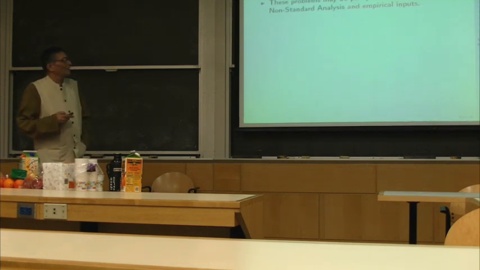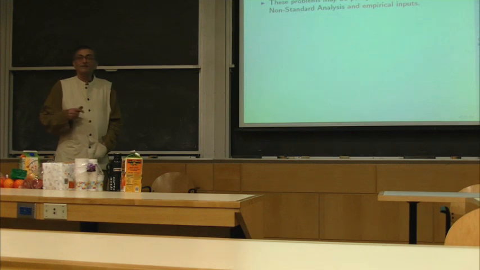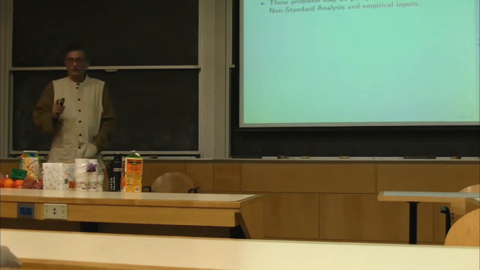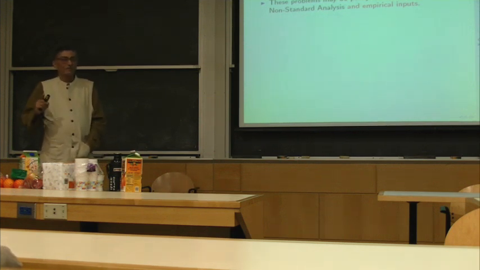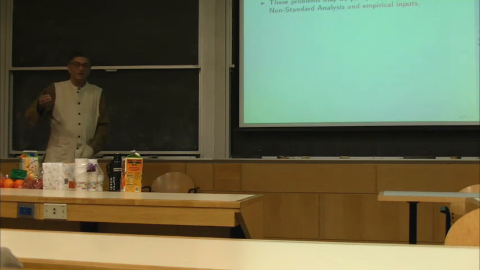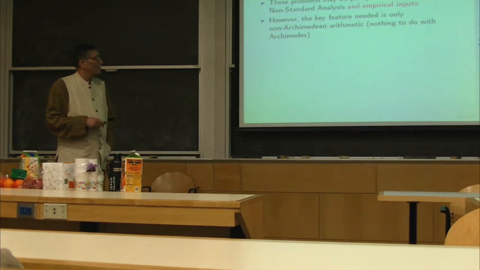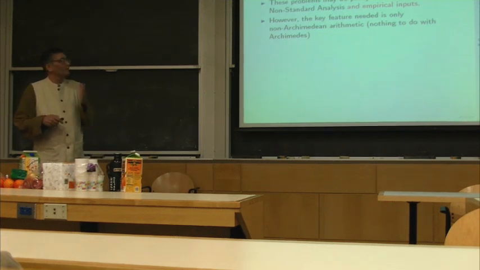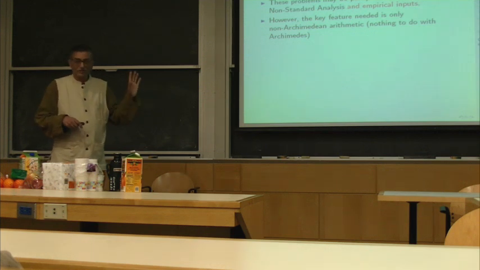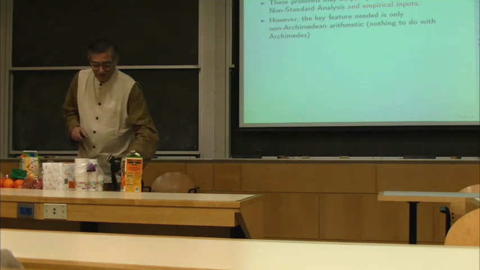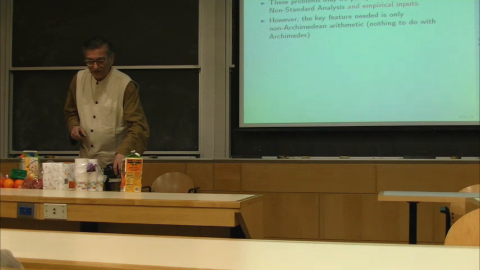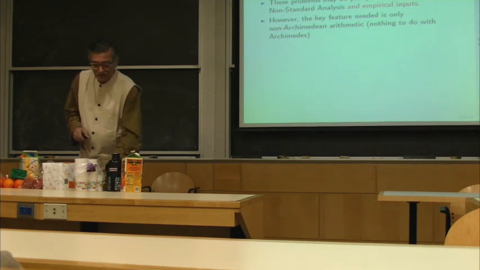So today they are handled using non-standard analysis, but you also need empirical inputs. You can't do without empirical inputs. This is argued in my Cultural Foundations of Mathematics. I won't go into that right now. The point I want to talk about is that the key feature you need is non-Archimedean arithmetic. It has nothing to do with Archimedes, but that's the name given, just as the division algorithm has nothing to do with Euclid. It's called the Euclid division algorithm.